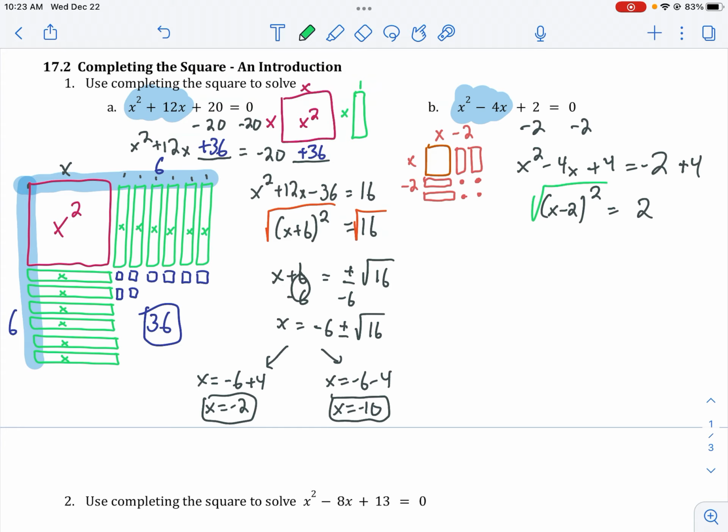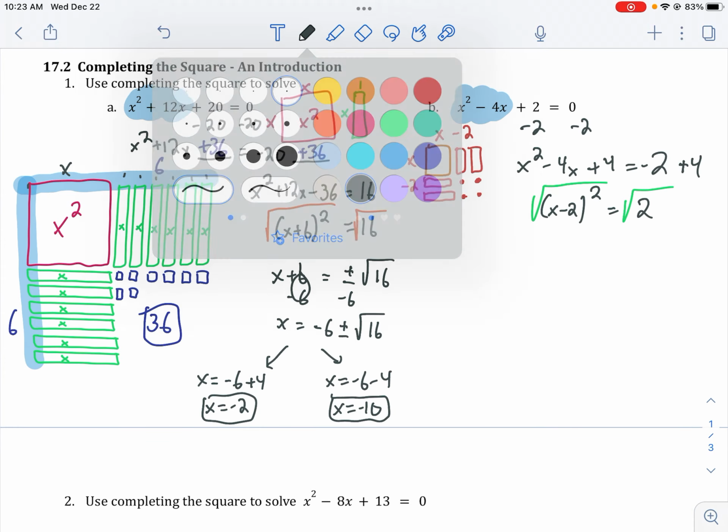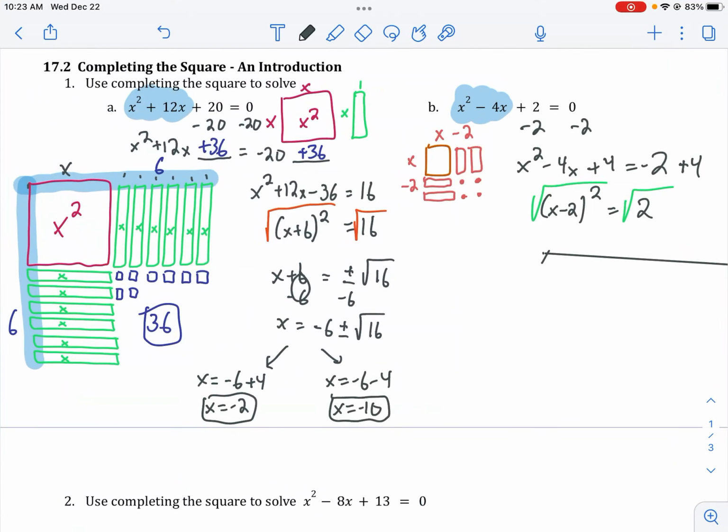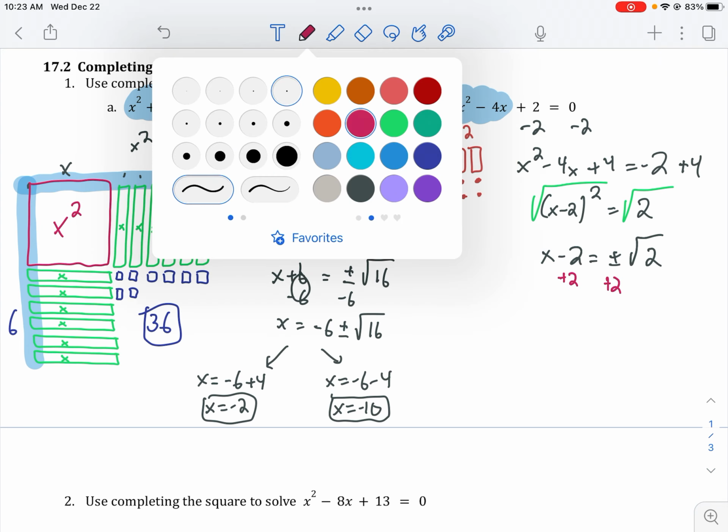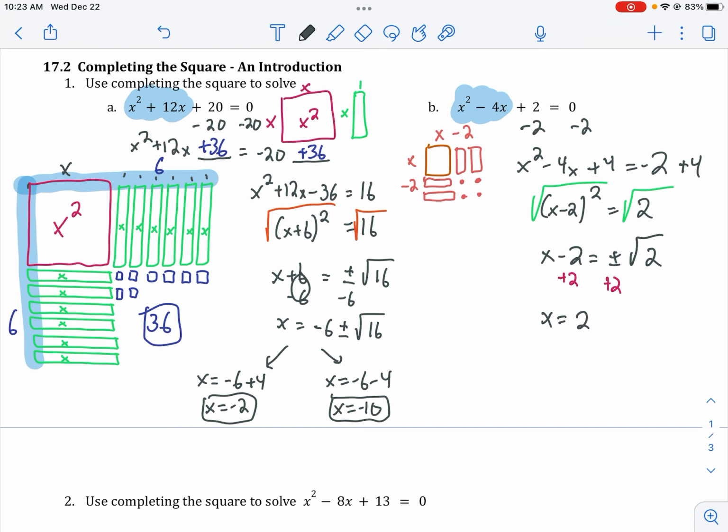Now I can finish it by taking the square root of both sides, which gives me x minus 2 equals plus or minus the square root of 2. And then we have to add 2 on both sides. So we get x equals 2 plus or minus the square root of 2. And because 2 is not a perfect square, we leave it in the exact form, and we can leave our answer just like this. Okay? So that is completing the square. Go ahead and on your own, on your paper, try number 2.